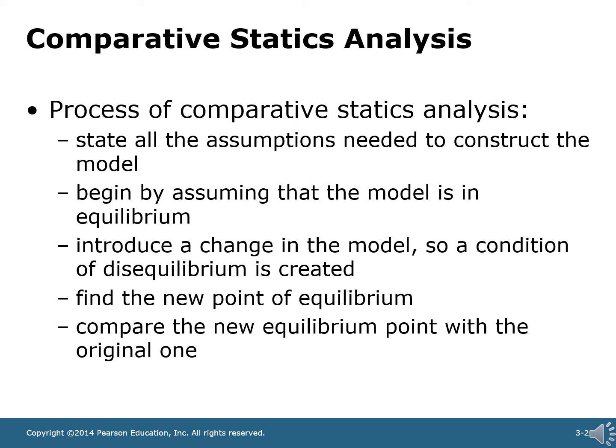Then what we're going to do is introduce a change in the model. Now move the market out of equilibrium, create a disequilibrium. So basically, we will either shift the supply curve or the demand curve. From there, we find a new point of equilibrium. Again, very simple, just where the two new supply and demand curves cross each other. And then we'll compare the new equilibrium point to the original one. So we'll see what happens to the price that's being bought and sold at, what happens to the quantity being bought and sold.